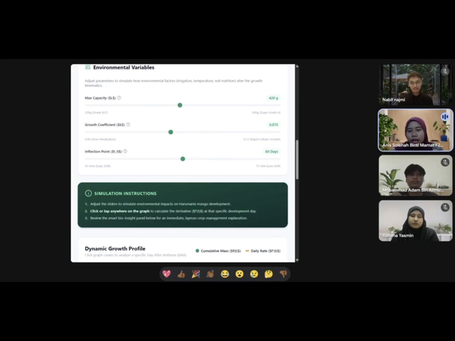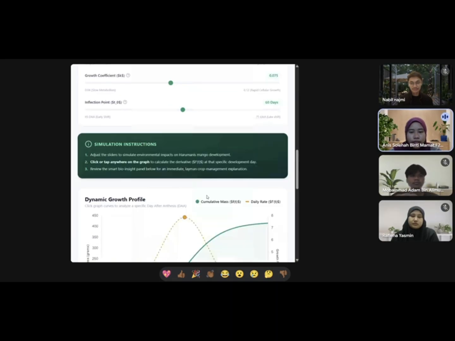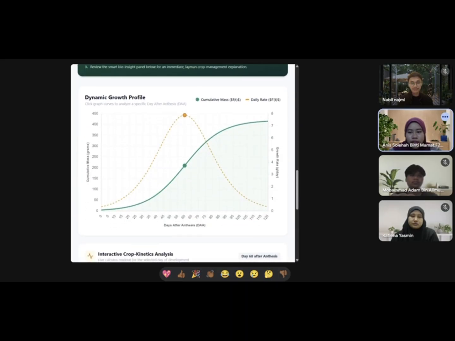Let me demonstrate how our simulator models this directly by interacting with the graph. I will click on 4 distinct physiological growth points. Point 1, initial lag phase. At 30 days, the fruit is in its infancy, weighing only about 32 grams. The derivative f'(30) is extremely low at 2.2 grams per day.